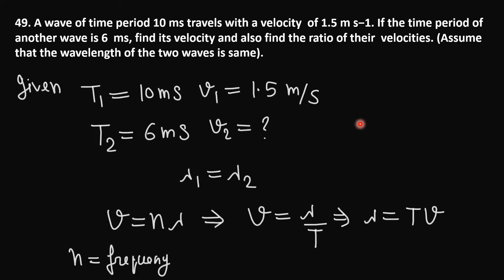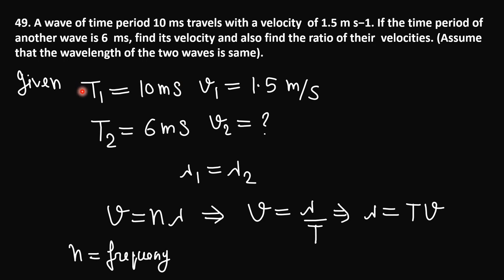Okay. So time period is given for the first wave, and the velocity is also given for the first wave. Time period is given for the second wave, and you have to find out the velocity for the second wave. What else is given in the question? That the wavelength for both waves is the same. You know that velocity of the wave is equal to frequency into wavelength, and frequency is 1 upon time period.